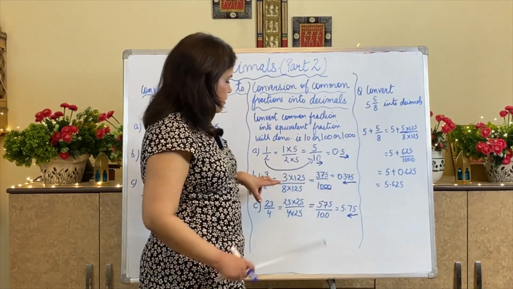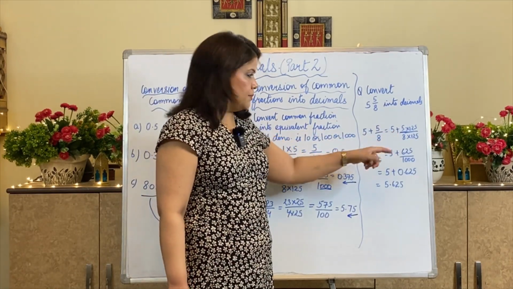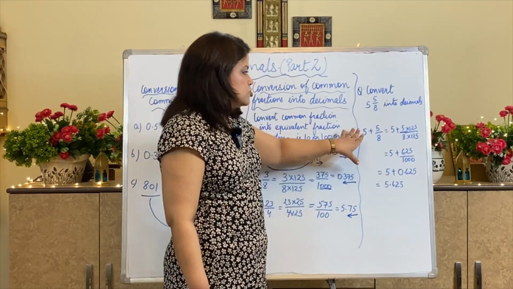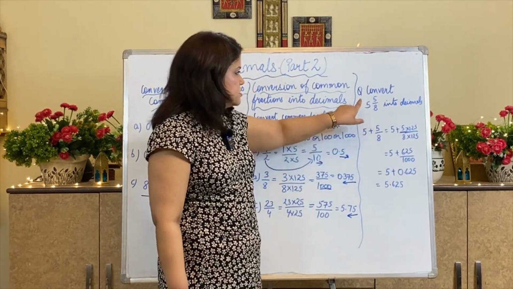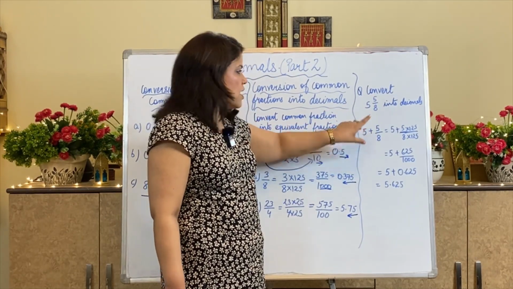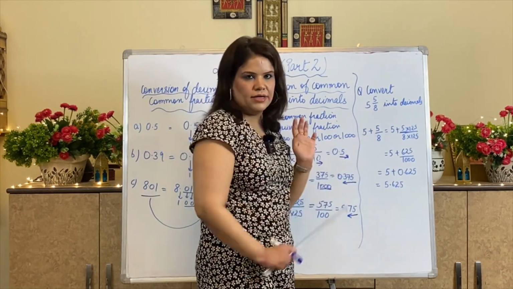I told you that with this type of fractions, common fractions, we can go to a higher number in which we can get the denominator as 10, 100 or 1000. So the whole number I will write as it is. This is my whole number. This is my fraction. I can write this mixed number as 5 plus 5 by 8.